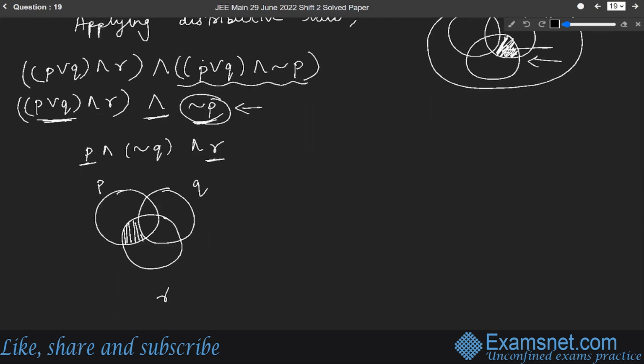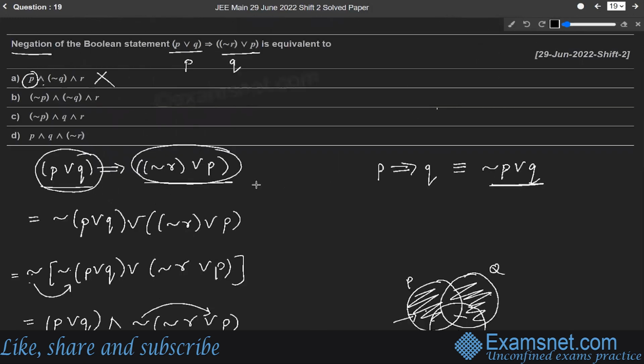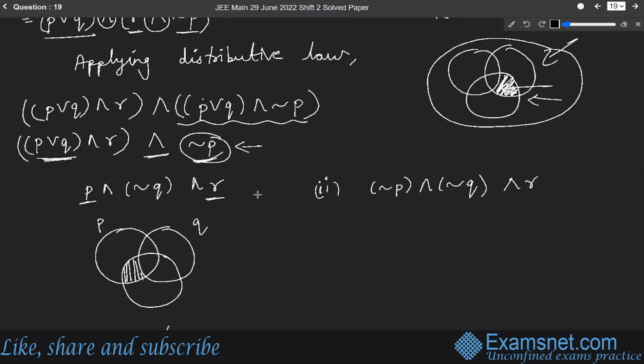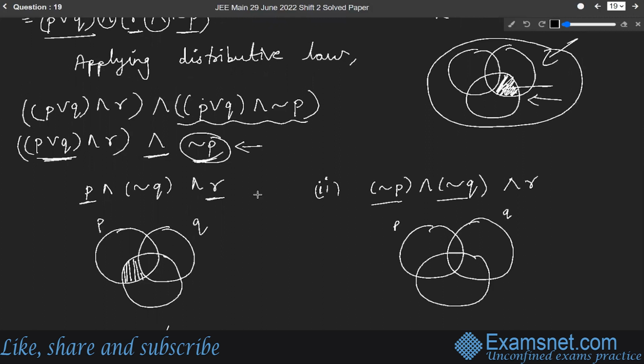Now let us check the second option. The second option is negation of P and negation of Q, and R. So for this, we do not want to take P and Q. We only want to take R. So what will be the Venn diagram? If we do not want to take P and Q, we only want to take the region for R. This is P, Q and R. We do not want to take P and Q. So the remaining portion of R that does not contain P and Q is this portion, right? We only want to include R. This is also not the Venn diagram that we want. So the second option is also not correct.